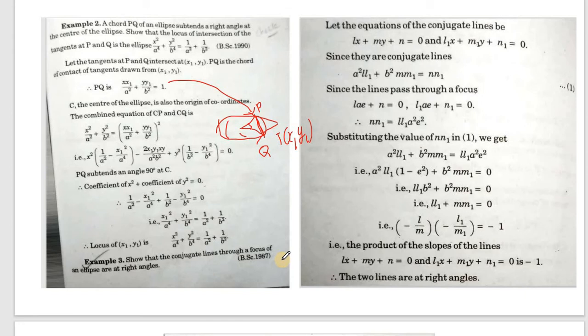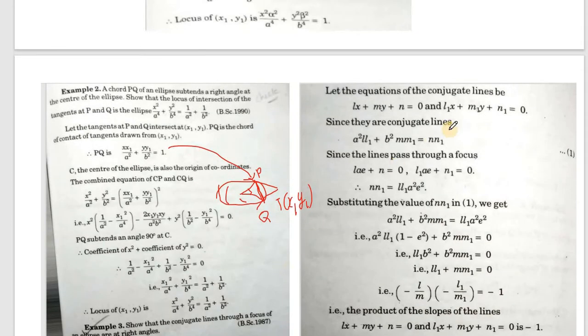Conjugate lines, so we are going to consider two lines, Lx plus My plus n equal to 0, L1x plus M1y plus N1 is equal to 0. We are given that these two are conjugate lines. So this condition we have already derived, which means the pole of one will lie on the other one. So using that only we get the condition for two lines to be conjugate lines. So this is done already, so we are taking this one here for granted.